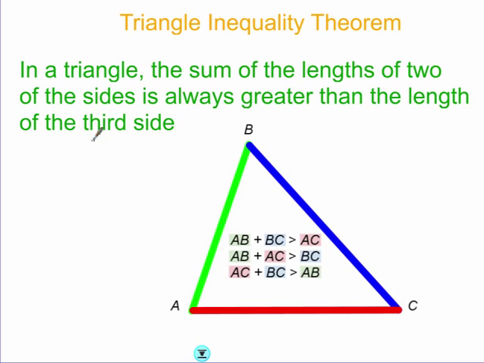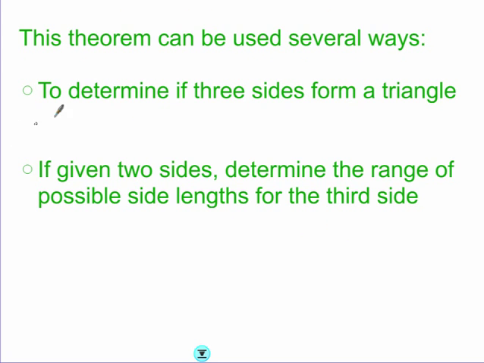All right, so that is the triangle inequality theorem. It's a very useful theorem, and it can be used in several ways, but we're going to focus on two. One way is we can determine if three side lengths form a triangle. In order for three numbers to be the side lengths of a triangle, they have to follow this pattern, that the sum of two of them is bigger than the third. And the other way is that if we're given two sides, we can figure out the range of possible side lengths for the third. So let's go ahead and do this.